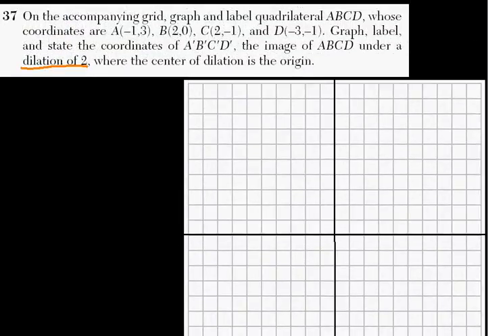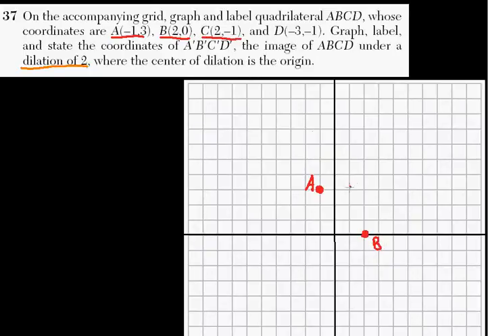A is -1, 3, and I'll do all the before points in red. So -1, and then up 1, 2, 3. Hold on, sorry, let me get the right brush here. So -1, 1, 2, 3. Okay, that's the point A. Point B is 2, 0. So we go 1, 2, and then up 0. So right there, that's point B.